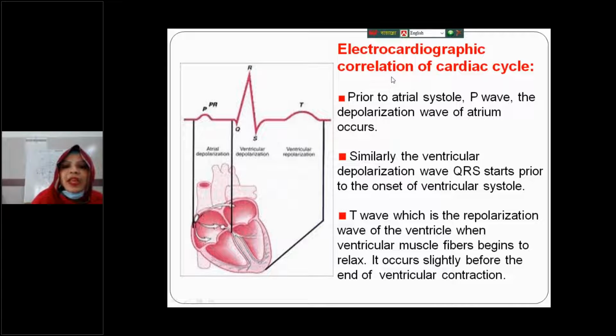This question is very important for your written exam, and I have taken this from C.C. Chatterjee. You have to nicely memorize this question because it is very important for your first prof exam: electrocardiographic correlation of cardiac cycle. You have to draw this figure and also write down these things.